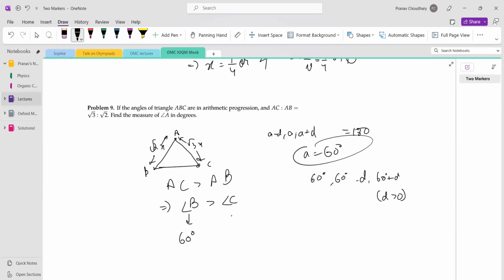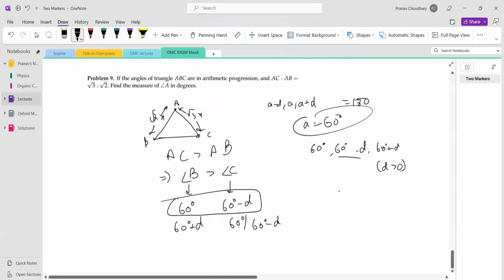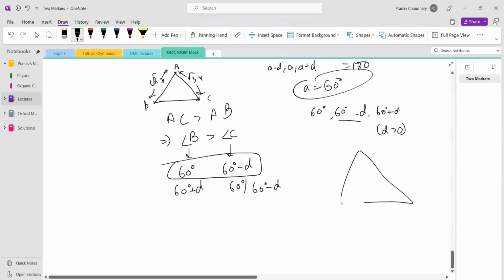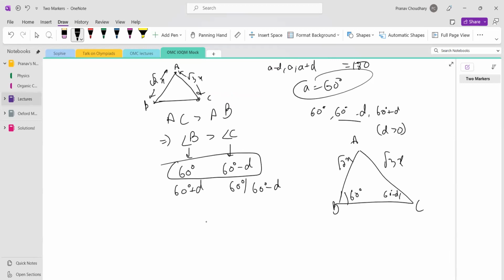So, if angle B is 60 degrees, then angle C can be 60 degree minus D. If it is 60 degree plus D, then it can be 60 or 60 degree minus D. And if it's 60 minus D, then it's the least angle. So that case is not possible. Okay. So let's see this case first. Angle B is 60, angle C is 60 minus D.